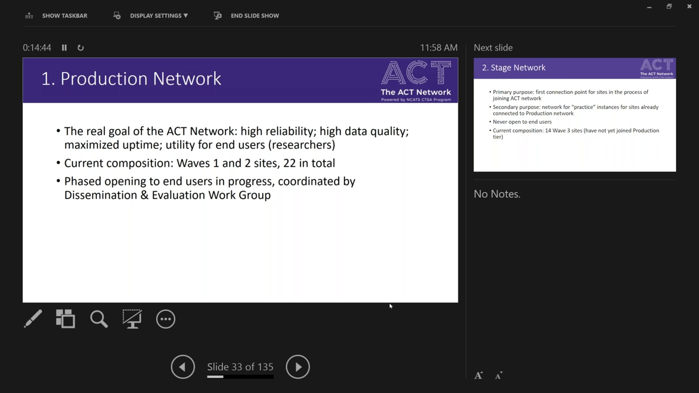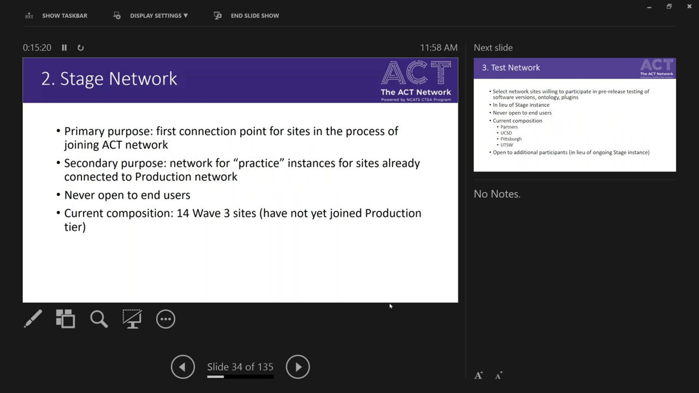And that does play into configuration of the software. So it's important that people know that they are a CTSA hub, for folks on the phone, I'm making air quotes, but you are a downstream node in that network. And there are three networks that we have at this point. Production, of course, is where we want high reliability and high data quality. This is where end users are actually querying the network. Right now it's just waves one and two, and then we have a phased process, as you've seen, of opening it up to end users.